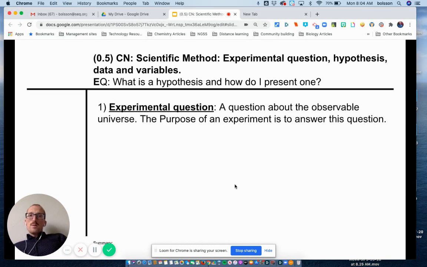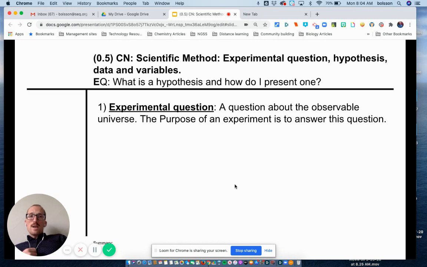So I want to start out with this idea of an experimental question. This is a question you ask about the observable universe. So the purpose of an experiment is to answer this question. So in the elephant toothpaste, you guys asked lots of questions about what you were observing during that chemical reaction.